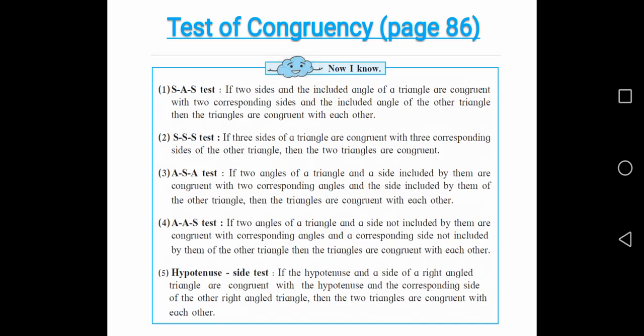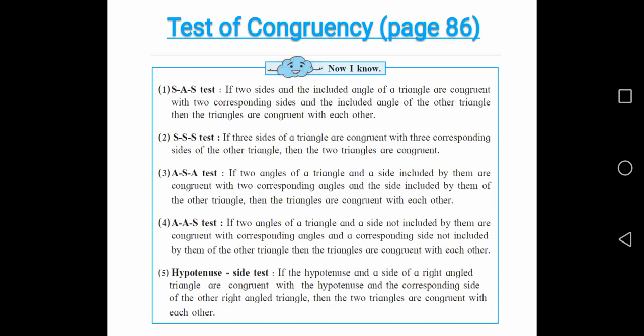Okay. So in this we can say in any of the two triangles, if two sides and one angle are congruent, then those are said to be congruent triangles with the SAS test, that means side angle side test. In the second one, SSS test, that means all the three sides are equal. That means one triangle is corresponding with the another triangle by equalizing all three sides. It means the two triangles are congruent by the SSS test.